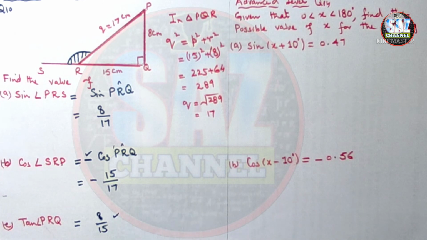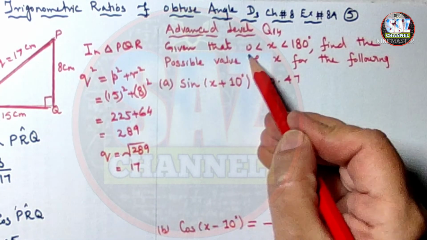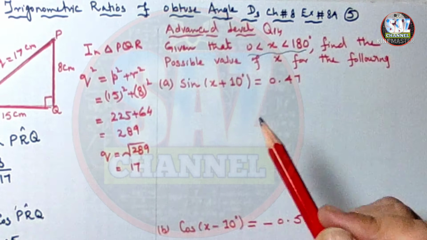And let's move to the next part, and let me read the question from the book. Question 14 says, given that x lies between 0 and 180 degrees, find the possible values of x for each of the following equations. Sine of x plus 10 degrees equals 0.47, and cosine of x minus 10 degrees is minus 0.56. Now, what we have to do is first read the question, that x lies between 0 and 180 degrees.